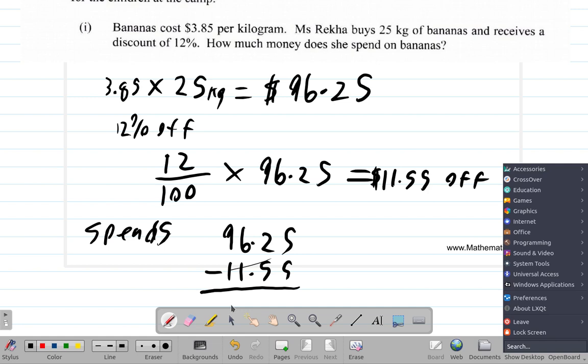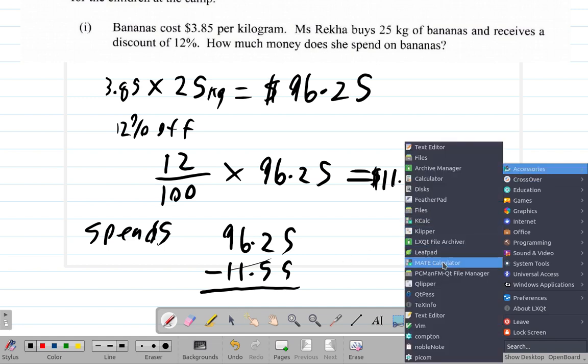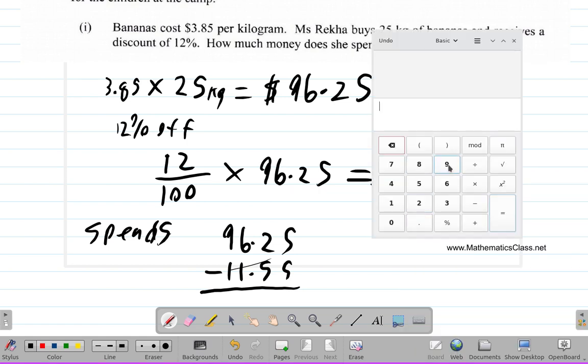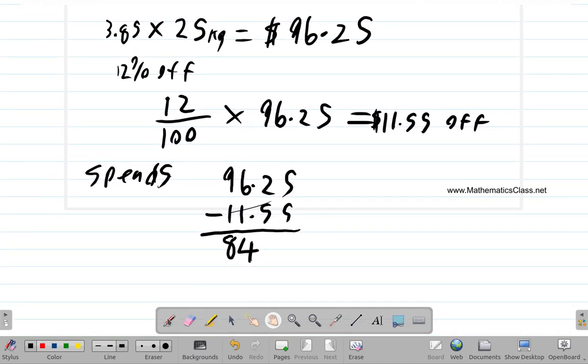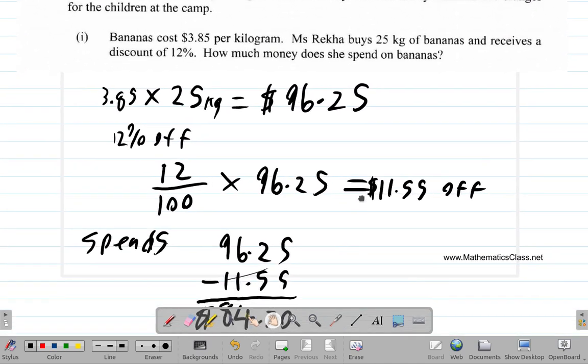So $96.25 minus $11.55 is how much? 96.25 minus 11.55 equals $84.70. Let me scroll up a bit. $84.70. You see that? So that's our answer.